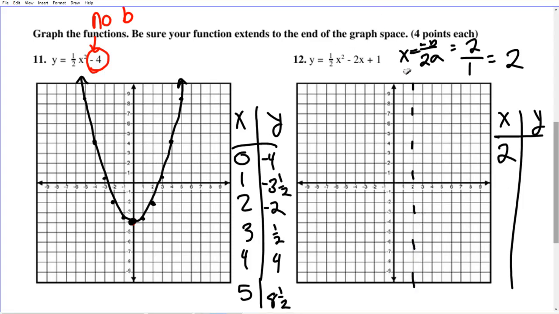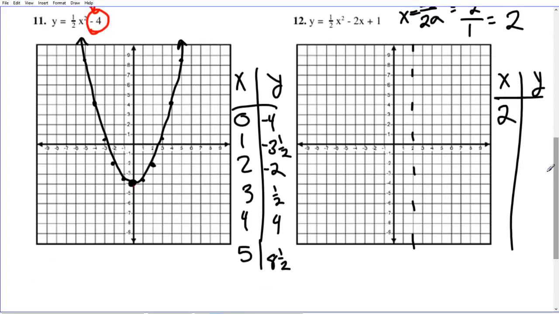So now I go through and do all the work to find what is the y value. So, plugging in 2 for x, 2 squared is 4, half of 4 is 2. Negative 2 times 2 is a negative 4, plus 1 gives me negative 2 plus 1 is negative 1. So, the point 2, negative 1 is the vertex.